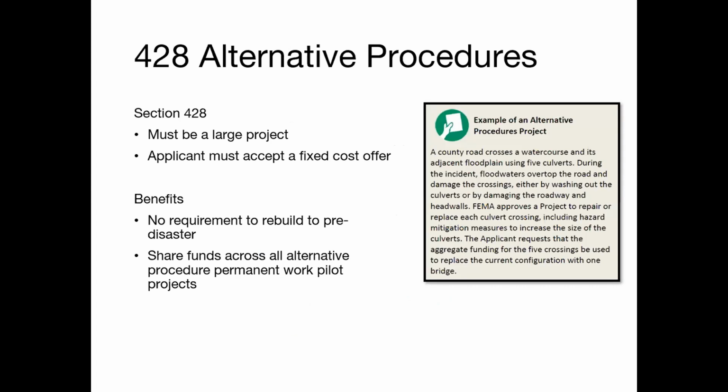Alternate procedures for permanent work under Section 428 of the Stafford Act is designed to achieve better recovery outcomes and simplify the delivery of assistance. FEMA caps federal funding based on the aggregate federal share of the approved estimated cost. FEMA will complete a fixed cost estimate for a large permanent work project and will send a fixed cost offer to the applicant for consideration. If the applicant accepts the offer, FEMA considers it an alternative procedures project. If the offer is not accepted, the project will be processed utilizing standard procedures and final funding will be based on actual costs.